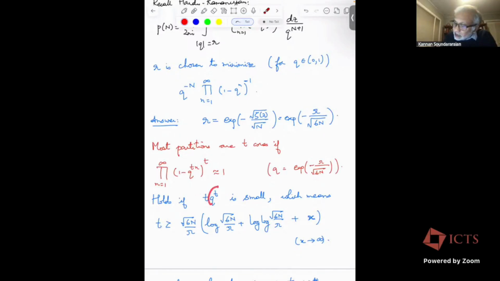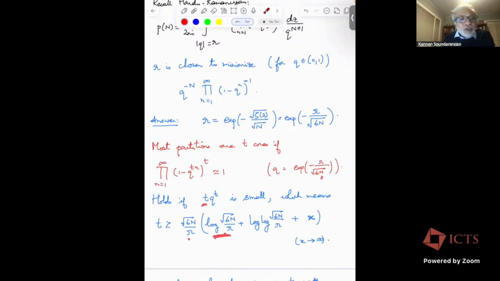And if t is just of size square root of n, that'll be a constant. This will be of size square root of n. So that's not going to be enough. So I need some more help from this q to the t. So this square root of n gets rid of that square root of n. And now this log is going to make the q to the t to be like 1 over square root of n. So the 1 over square root of n will now cancel with the square root of n.